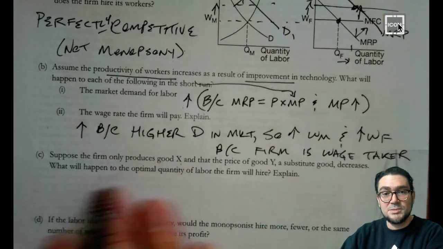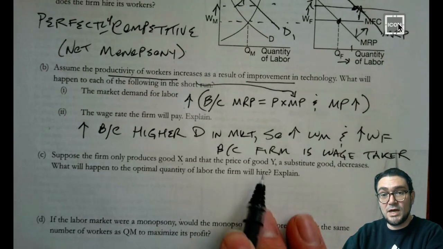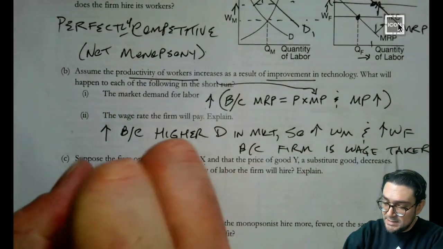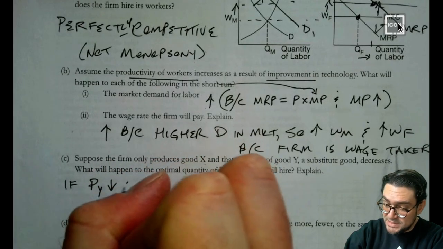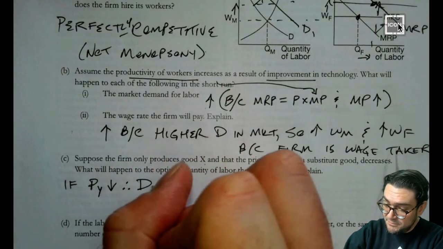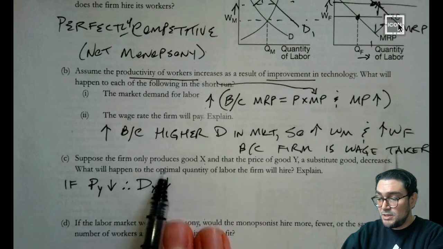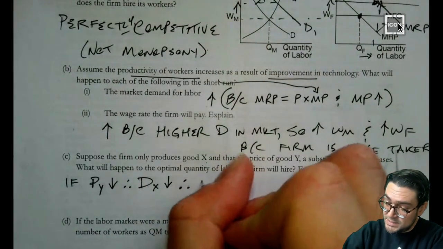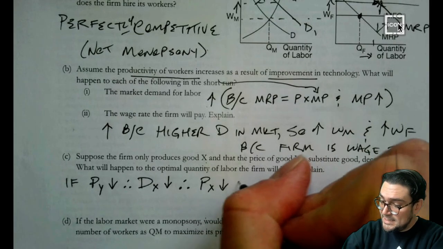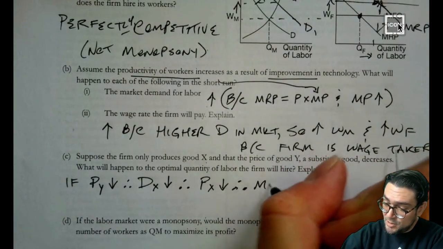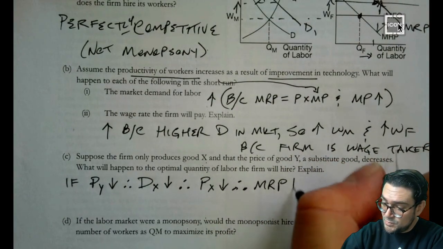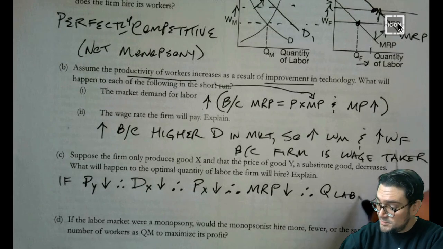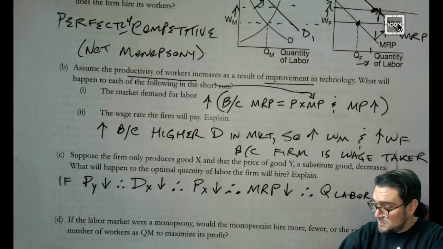So you're going to have this larger quantity of workers being hired in this market, but you're also going to have a higher wage. Suppose the firm only produces good X and the price of Y, a substitute, decreases. So what will happen to the optimal quantity of labor the firm will hire? If the price of Y decreases, we can say, therefore, the demand for X will decrease, and that's because we know that they are substitutes for each other. And because the demand for X decreases, we can say the price of X will fall, and therefore, we know that the MRP of workers will decrease, and therefore, the quantity of labor hired will decrease.